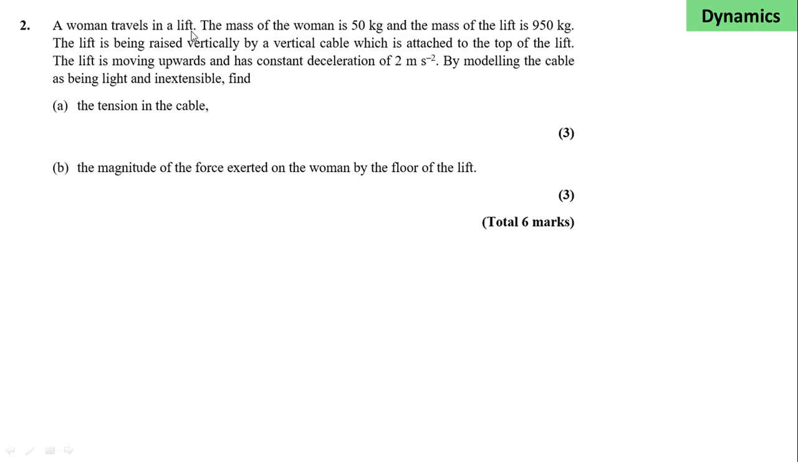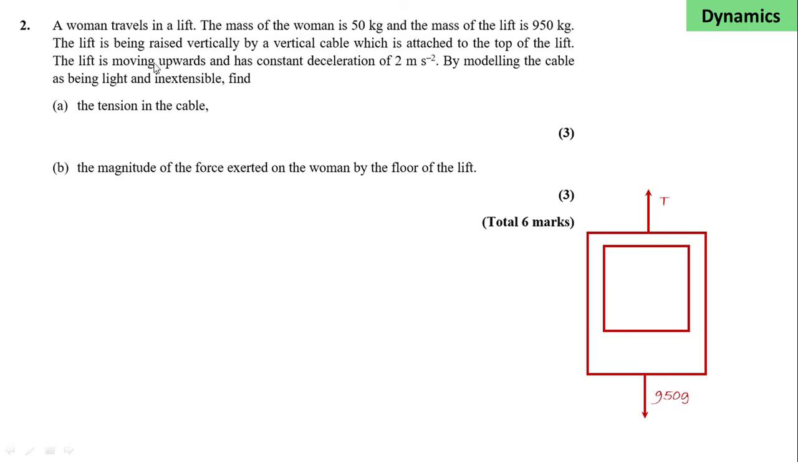Let's look at a lift problem. A woman travels in a lift. The mass of the woman is 50 kilograms and the mass of the lift is 950 kilograms. It's being raised vertically by a vertical cable which is attached to the top of the lift. The lift is moving upwards and has a constant deceleration of 2 meters per second squared.